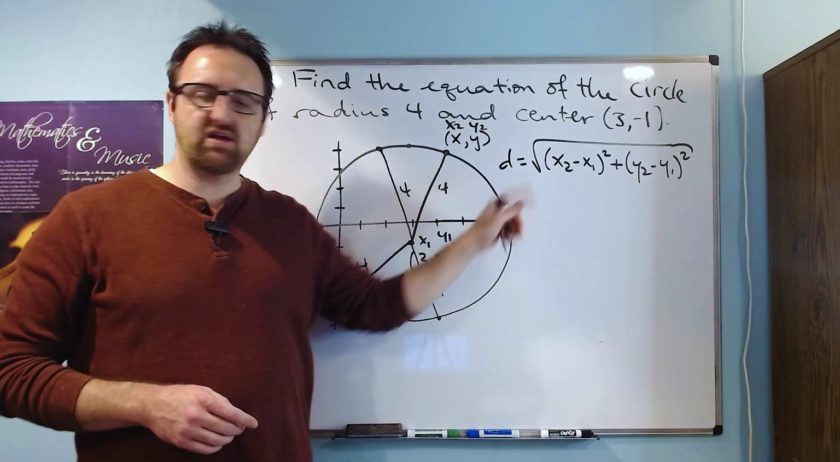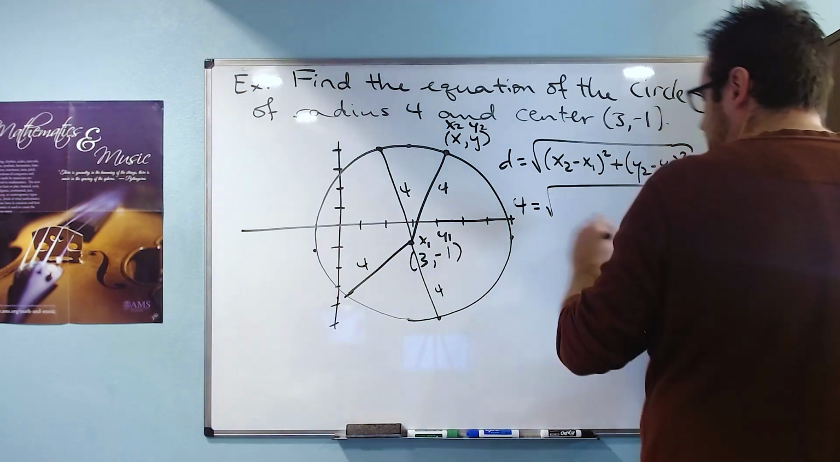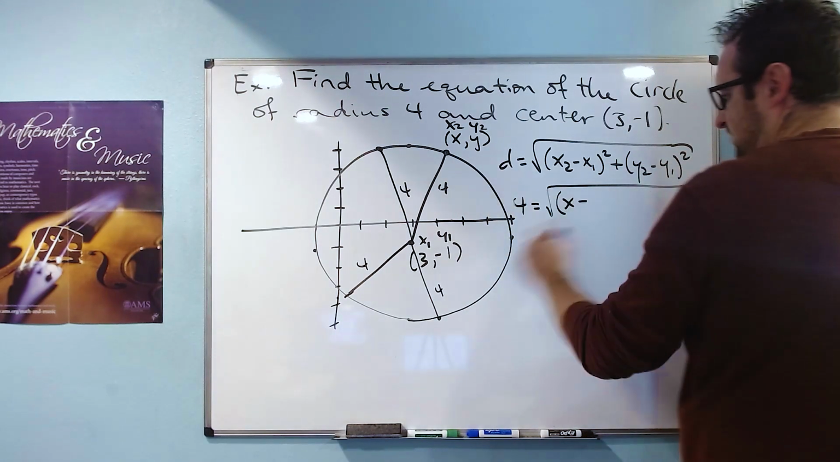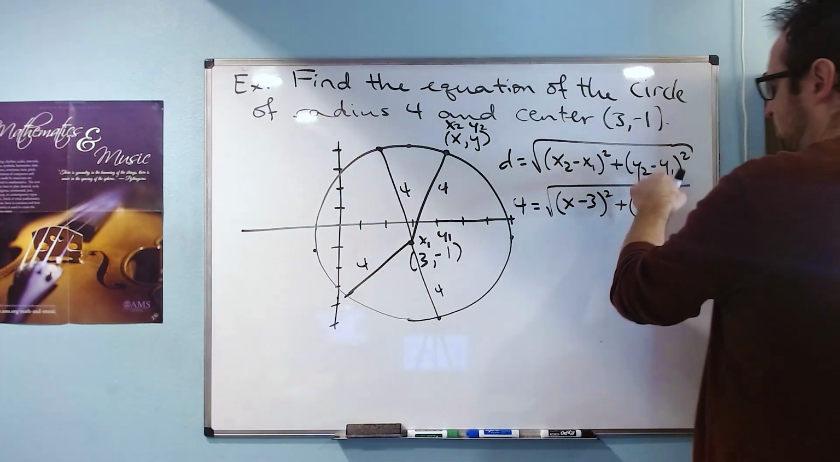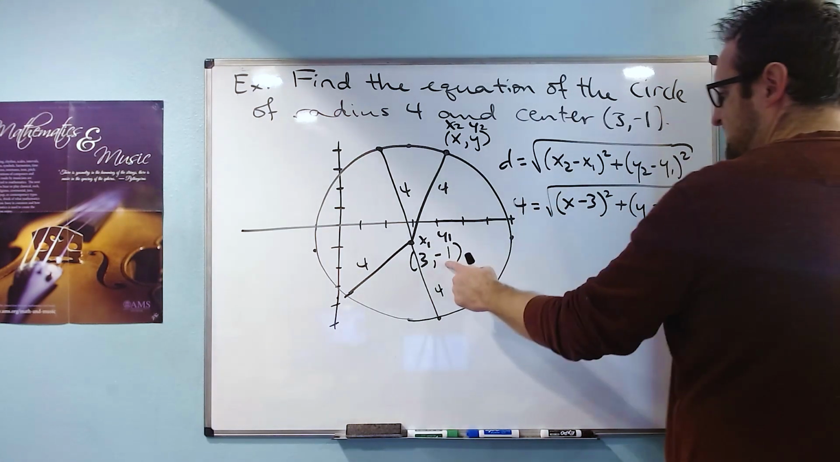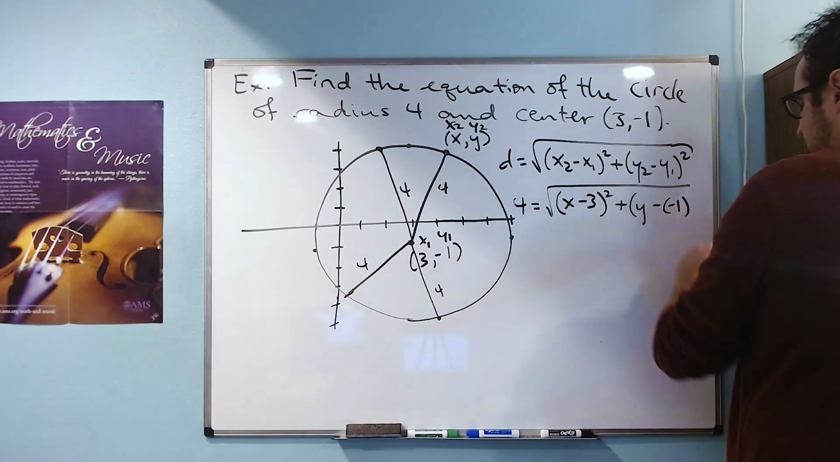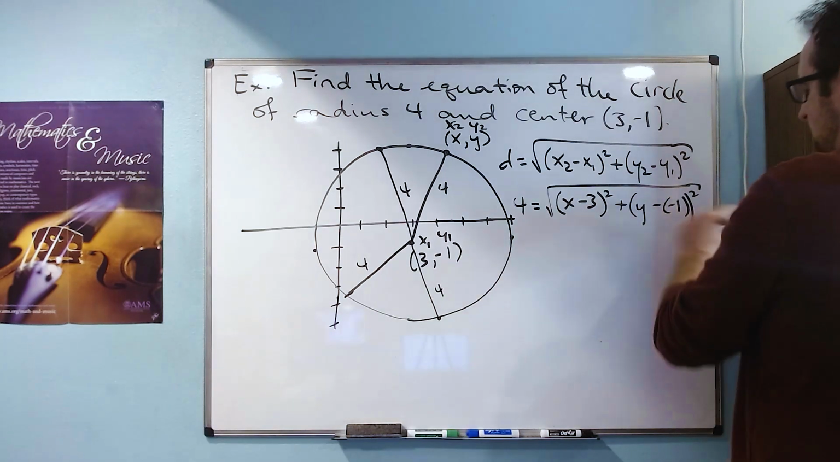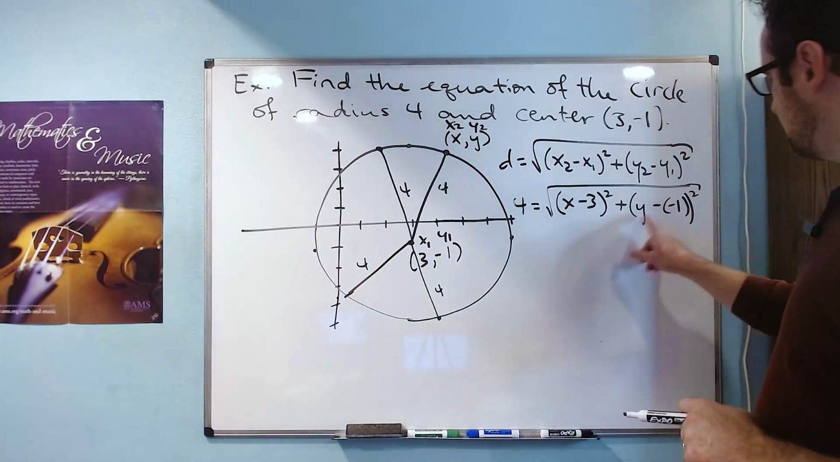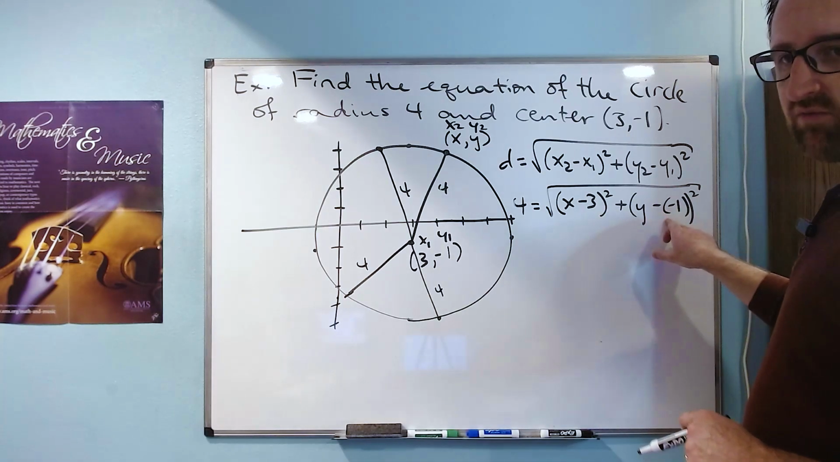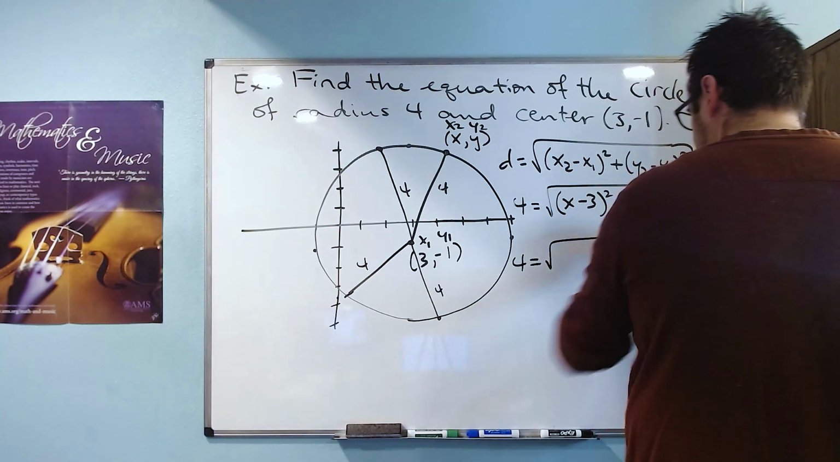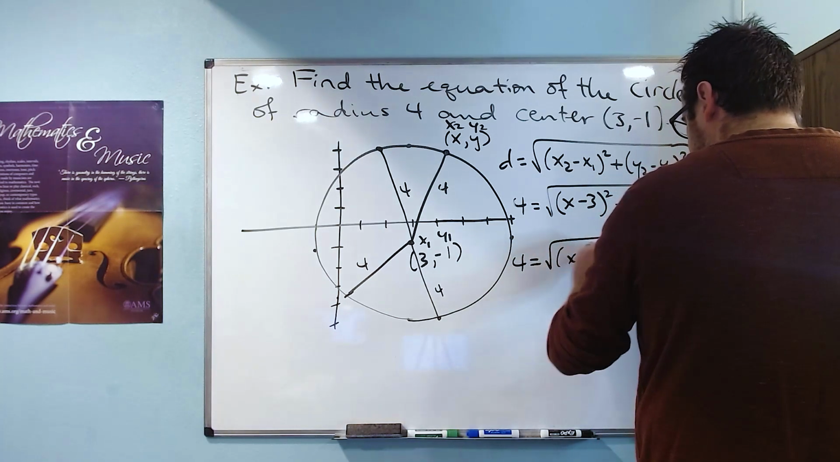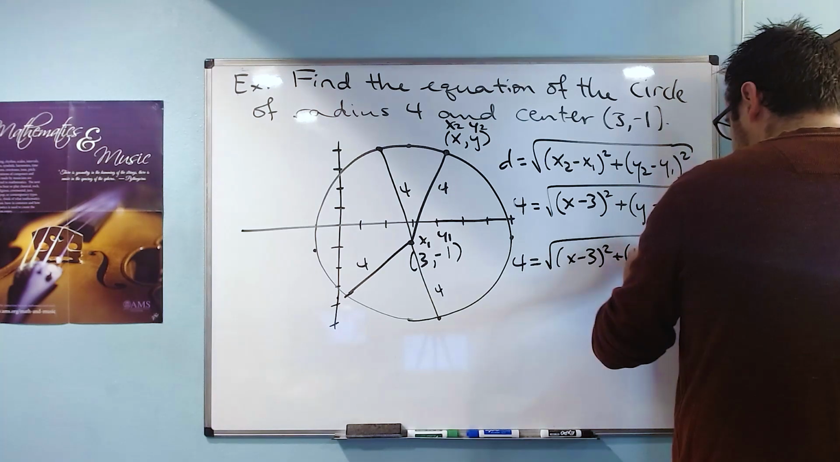So we can plug 4 in for d, and then we get the square root of x2, which is our x here, minus x1, which is the 3, squared, and then we'll add y2, which is the y, minus the y1, which is -1. When you substitute in a negative number, you should always put it in parentheses so that you can resolve the sign correctly. y minus -1 will be y plus 1, and we'll end up with 4 equal to the square root of (x minus 3) squared plus (y plus 1) squared.